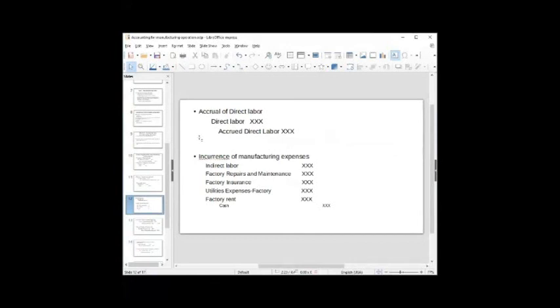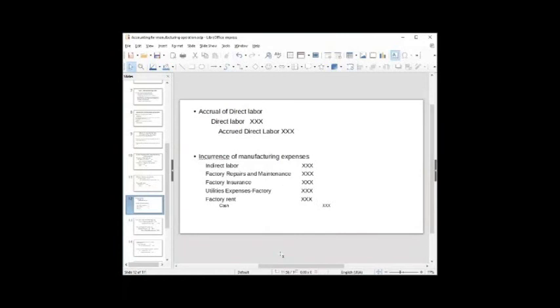But we also have the accrual of direct labor. These are for the unpaid labor cost at the cut-off period. So you have to take that up to have an accurate or correct value of our accounts. In taking that up, you debit the direct labor and you credit the accrued direct labor. And that is the accrual of direct labor.